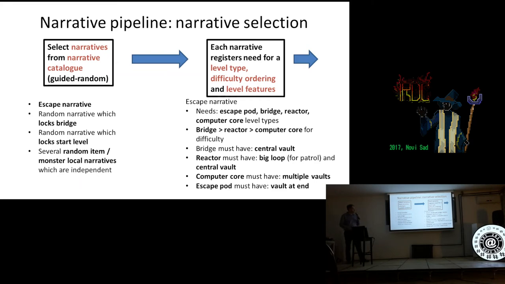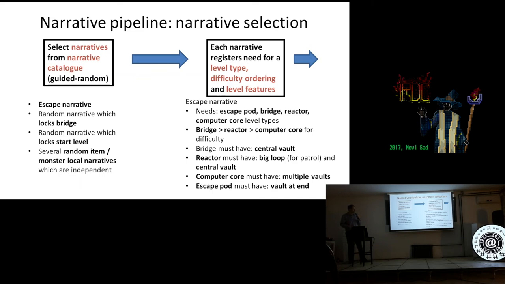So the escape narrative says, look, I want an escape pod level, a bridge level, a reactor level, and a computer core level, because those are important for my narrative. And the bridge ought to be harder, or at least as hard, as a reactor, which ought to be harder, or at least as hard, as a computer core level.